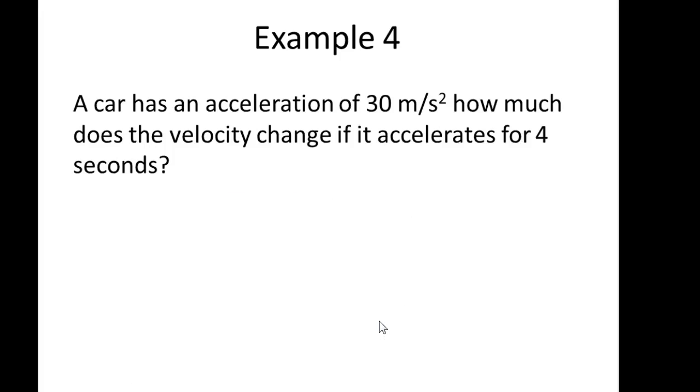Example 4 is a slightly more difficult question because we're already given the acceleration. So that tells you right away that you need to rearrange this equation. So what have you got? Well, you've got a, you've got t, because you've got 4 seconds, so you're actually trying to calculate v minus u, the change in speed or the velocity change. So have a go at using the triangle or rearranging the equation and then come back and check your answer.